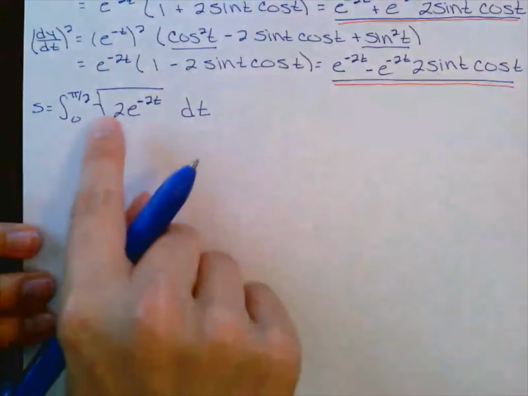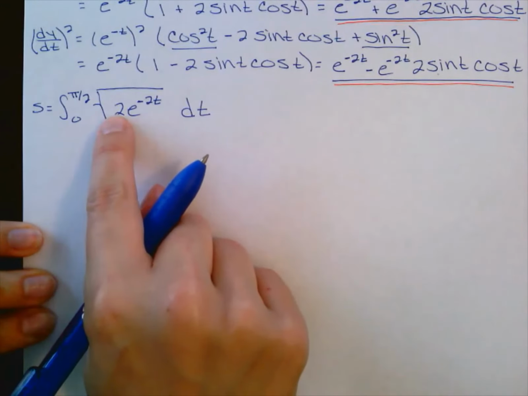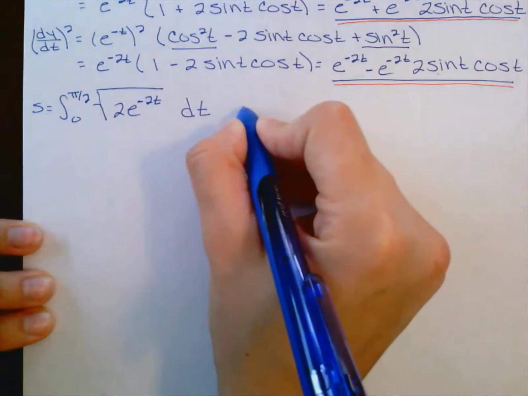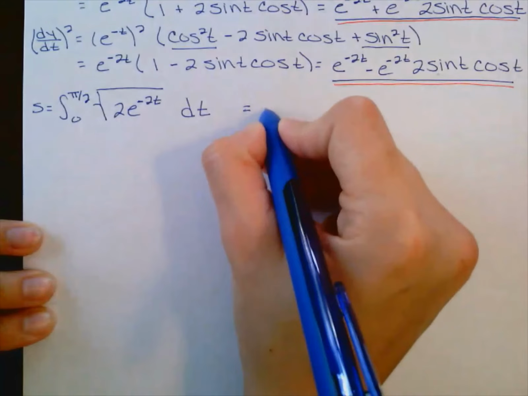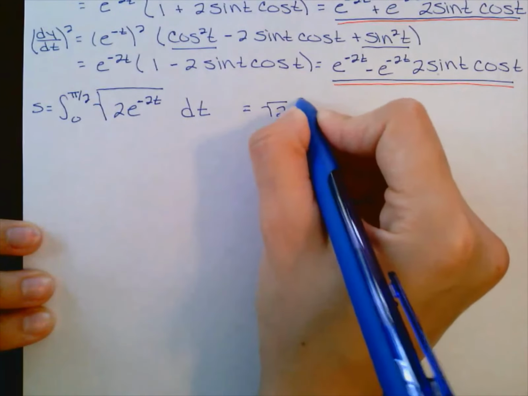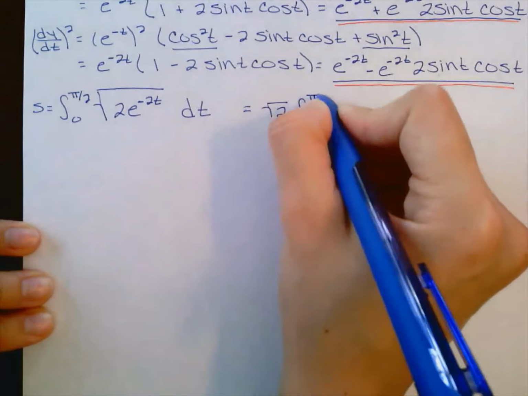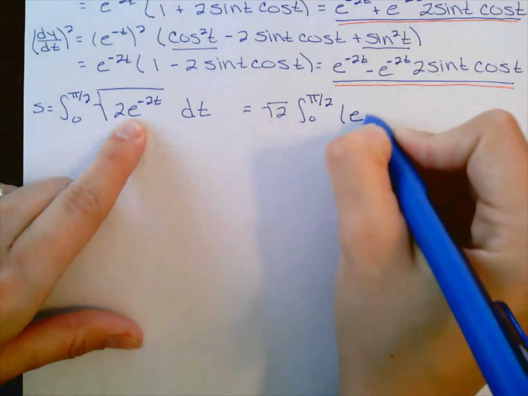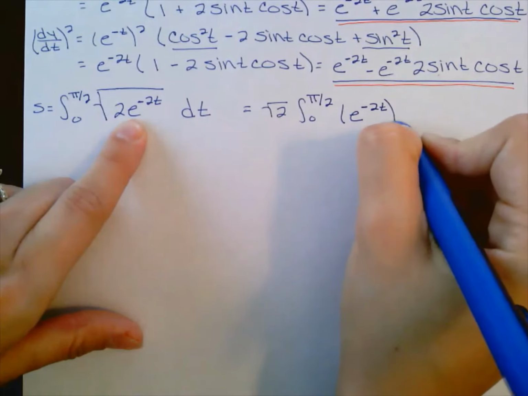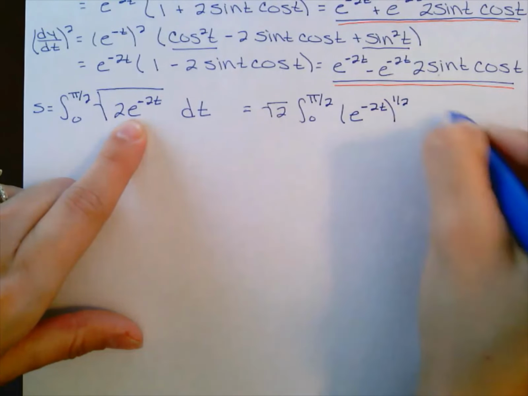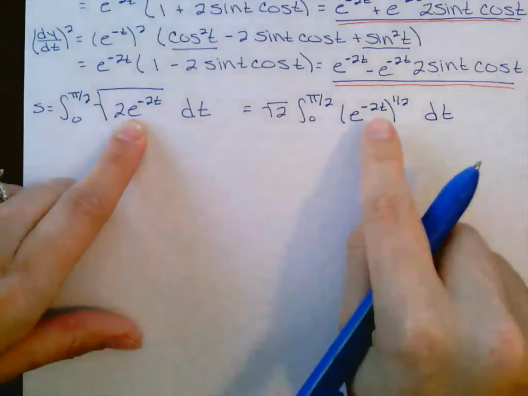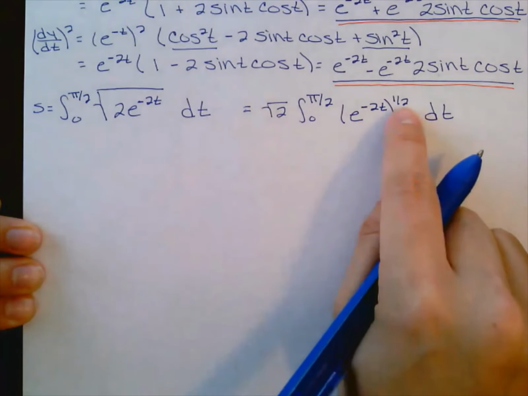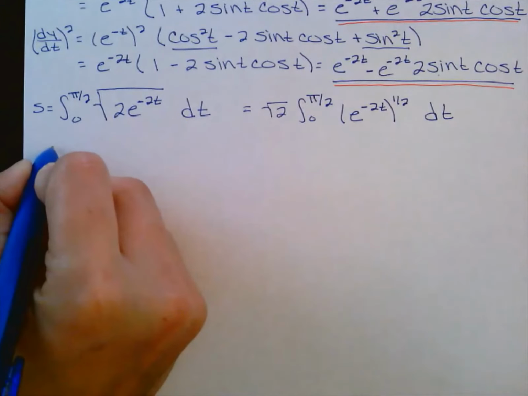The first thing I'm going to do is separate the coefficient, and I'm going to bring that square root of 2 to the front. And then for the e, I'm going to change the square root as an exponent of a 1/2. So I can say square root of 2 times the integral from 0 to pi over 2. And instead of saying square root of this e, I can say e raised to negative 2t raised to the 1/2. And the reason why I want to do that is because an exponent to an exponent I can multiply. Negative 2 times half is going to give me a negative 1.